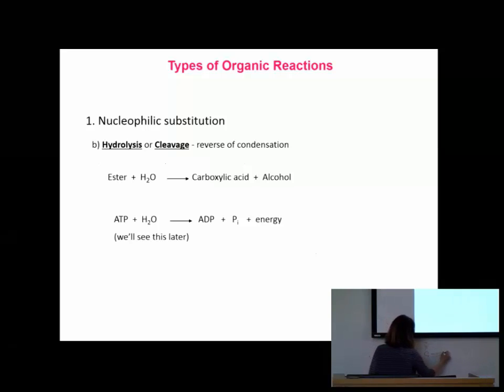And so water will come in. Water has, we saw, two lone pairs. It's going to come in and attack the carbon of the carbonyl, and then we have this leaving. So these arrows that I'm drawing are where the electrons are going. So the oxygen of the water is going to attack the ester, and then it's going to give the acid, which again is just, all right, and then the alcohol.